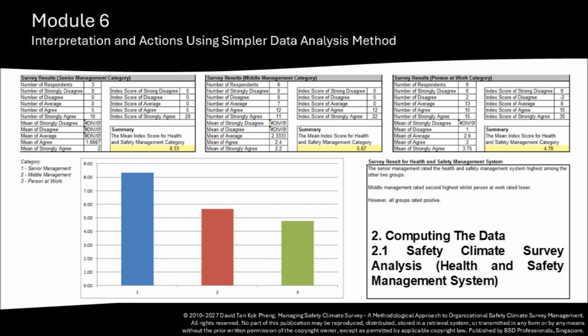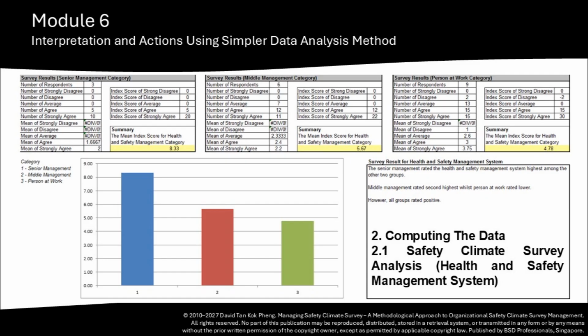We then calculate the response totals for each rating category: number of strongly disagree, number of disagree, number of average, number of agree, number of strongly agree. These are computed using the sum function. For example, equals sum, SCS Results Senior Management, C4, C8, for strongly disagree, equals sum, SCS Results Senior Management, D4, D8, for disagree, and so on for each response category.